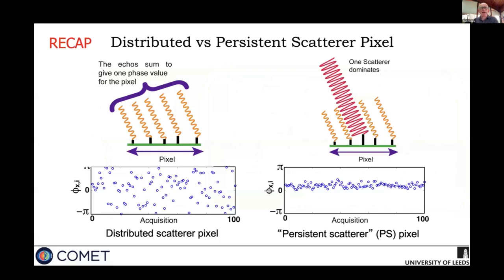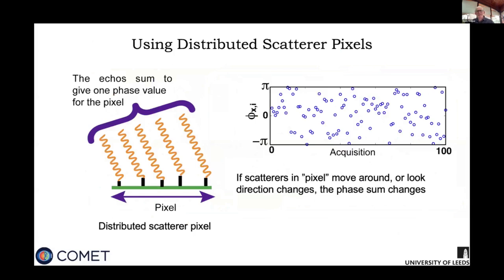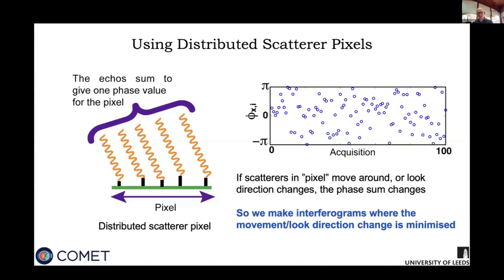Okay, so just to recap, I talked about the reason why we turn to persistent scatterers in the first place is because of decorrelation in time. But of course, it would be nice to use all these other non-PS, or what we typically refer to as distributed scatterers as well. So how can we do that? In general, if scatterers in this distributed scatterer move around, then we lose coherence. So what we do is we just make interferograms where we can minimize these changes. So that means minimizing the temporal baseline, so that minimizes the amount they move around with respect to each other.